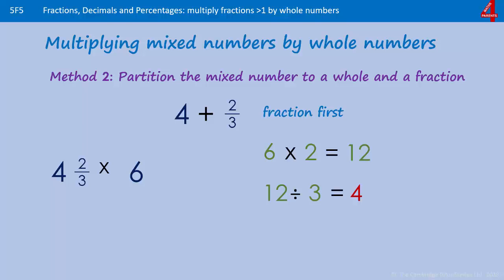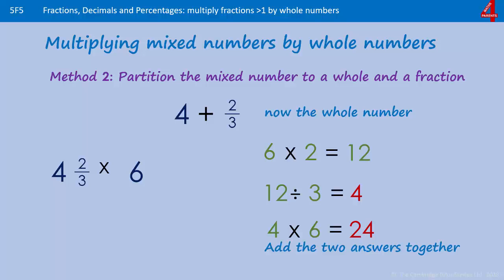But I haven't finished yet because I still have the whole number to deal with. I now have to multiply that 4 by the 6. 4 times 6 is 24, and now I need to remember to add that 24 to the 4 I got when I calculated the 2/3. 24 add 4 is 28. You still get the same answer, but it's a more difficult way, I think, of doing it.